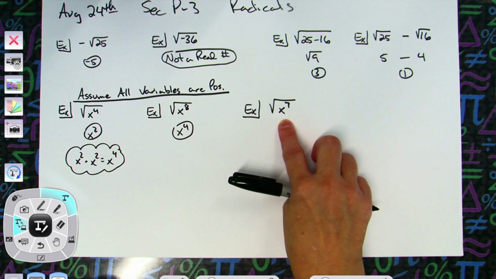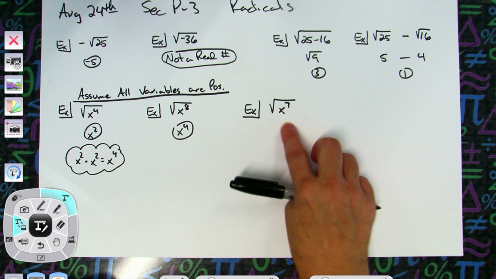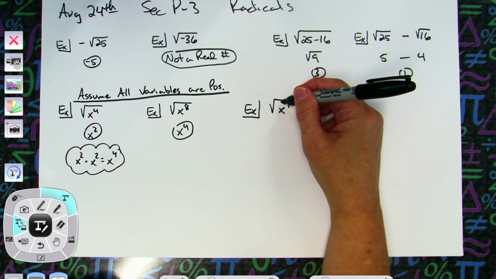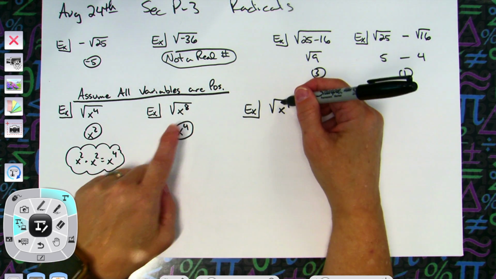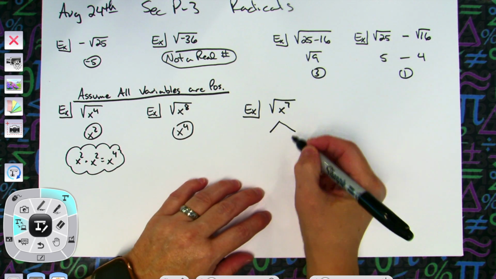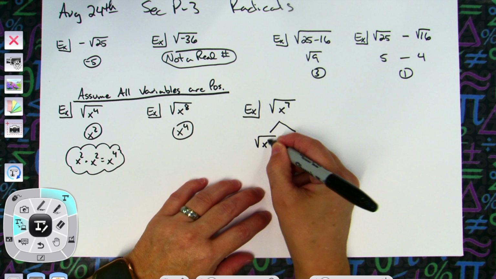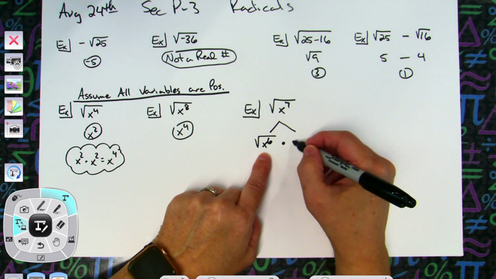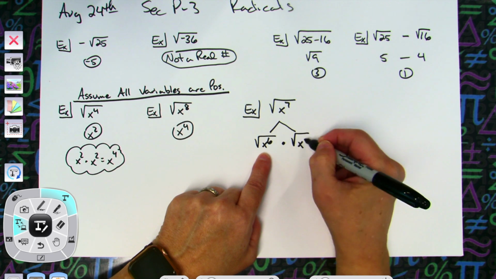You want to break x to the 6th up into the highest even exponent. So I can't break up a 7 there, but if I do x to the 6th, that would make it an even exponent, and then it's a perfect square root. So I'm going to break this up into the square root of x to the 6th. Now what has to be multiplied by that to get x to the 7th? That would be an x to the first power.